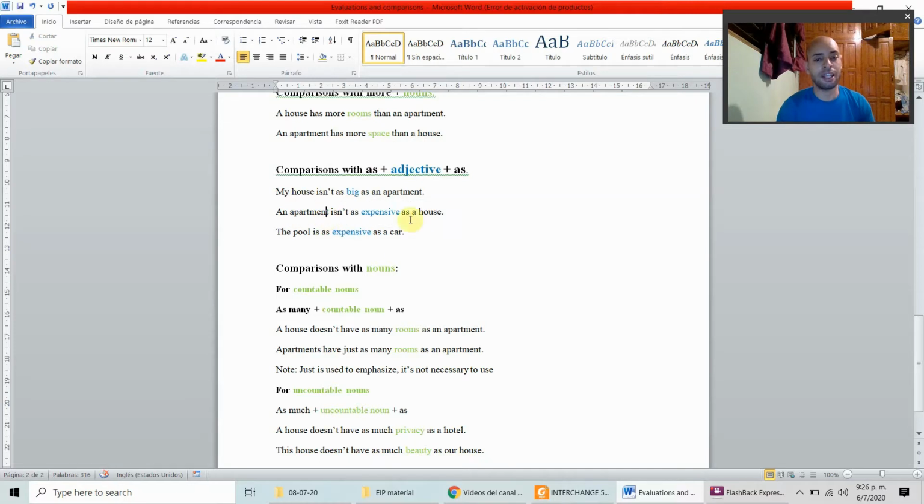An apartment isn't as expensive as a house. Again, an apartment isn't as expensive as a house. Comparing an apartment and a house again. The pool is as expensive as a car. With this type of comparison, we are saying here, for example, that it is equal: as expensive as. The pool is equally expensive as a car. And here you are saying that it's not equal. So this comparison is based on equality.